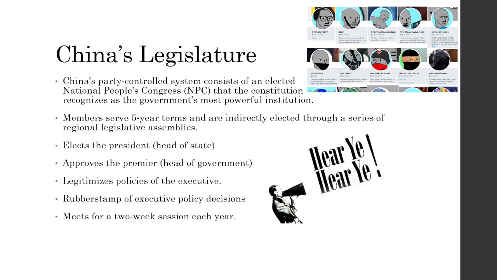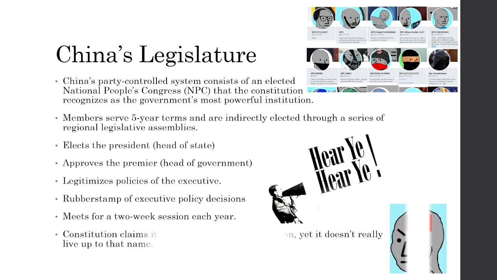Now, unlike most legislators throughout the world, the NPC only meets for 2 weeks each year. That's literally it. That's all they do. The Constitution claims it's the most powerful institution, but how can you be the most powerful institution if you meet for only 2 weeks? It just doesn't add up. It doesn't really live up to that name. And we'll also talk about why later on.